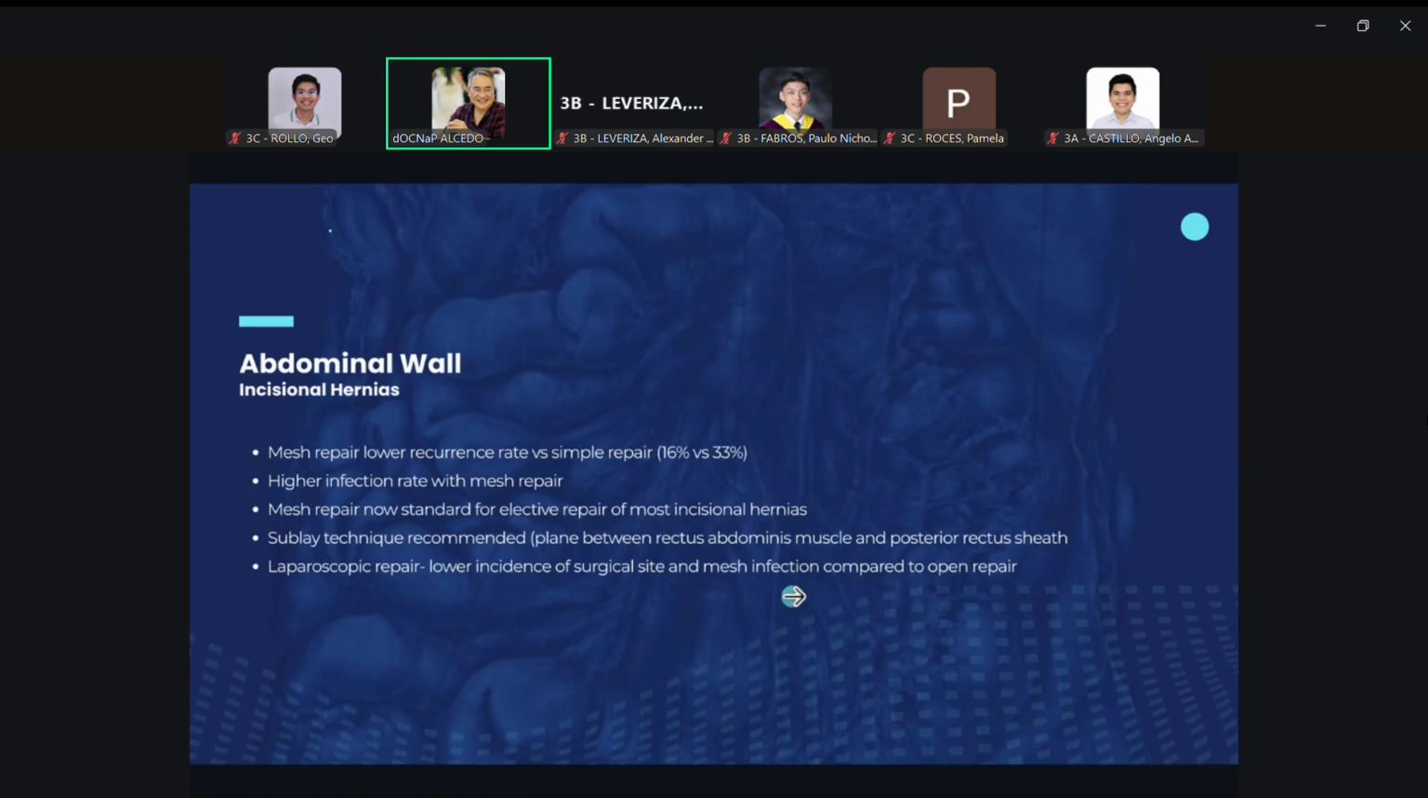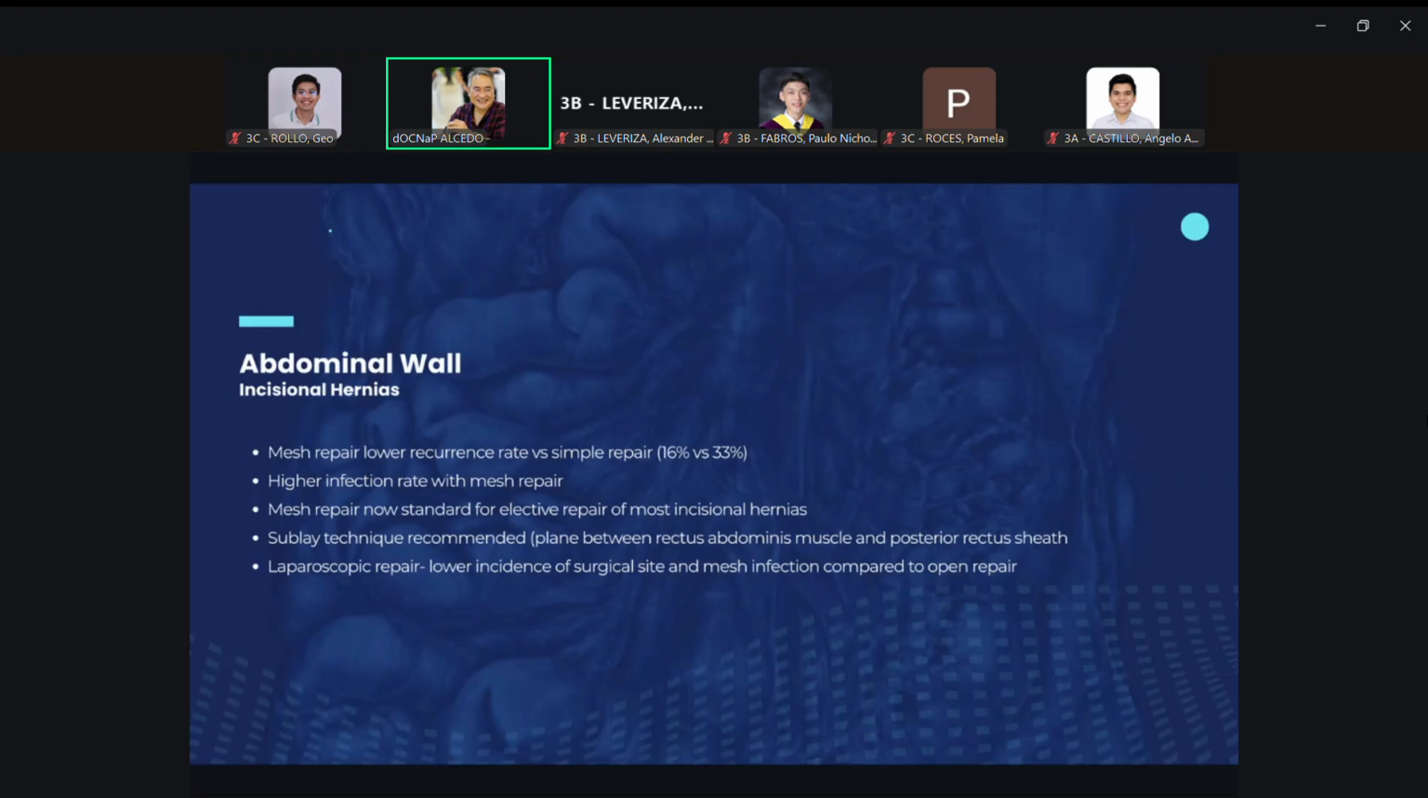Mesh repair has the lowest recurrence. But of course, because you use the mesh, that's a foreign body that can result in a higher risk of infection. That's why when there is a chance that you are dealing with an infected or dirty surgical field, as much as possible, we don't use a foreign body. We only use the patient's native tissue. But otherwise, in the absence of a potentially contaminated or an actually contaminated or dirty wound, we use a mesh. Okay?